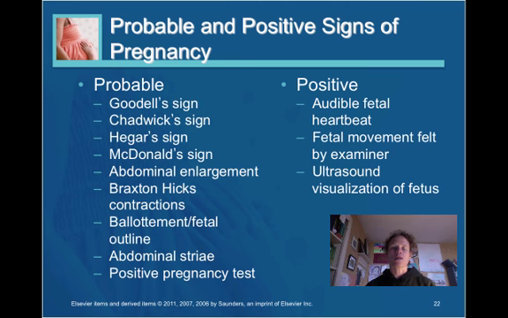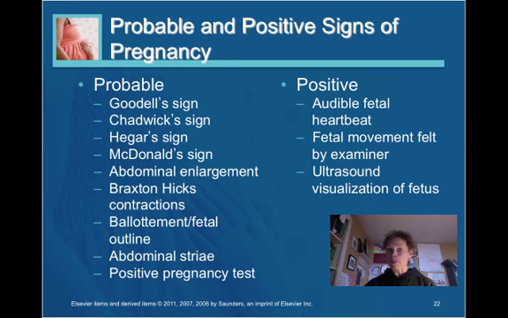Important to know Chadwick's sign. Hint, hint, nudge, nudge for the test. Hegar's sign is a softening of the lower uterine segment. Because of this softening, it's easier to flex the body of the uterus against the cervix, and that's called McDonald's sign. So once again, all of those would be done by the provider, but it's important to know these terms.